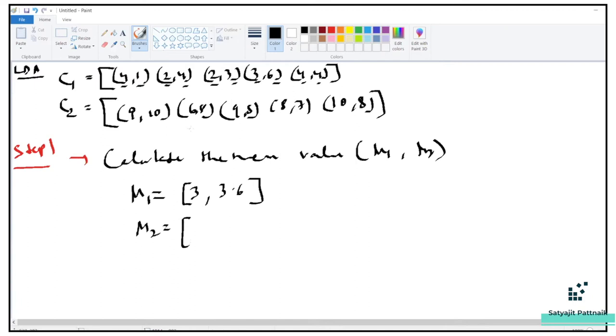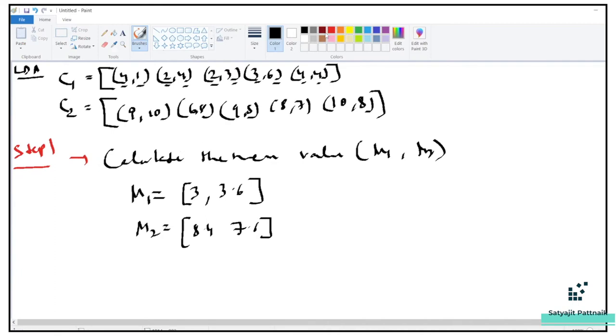And this is my mu2. Mu2 will be 9 plus 6, 15, plus 9, 24, plus 8, 32, plus 10, 42. 42 by 5 is 8.4. And this one is 10 plus 8, 18, plus 5, 23, plus 7, 30, plus 8, 38. 38 by 5 is 7.6. So my step one is the calculation of mean values.